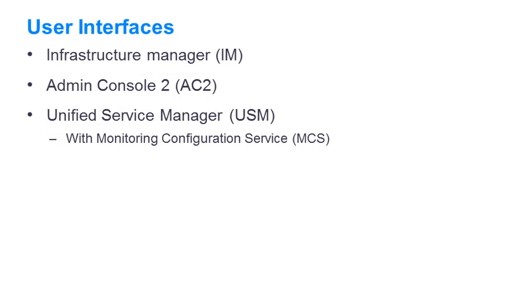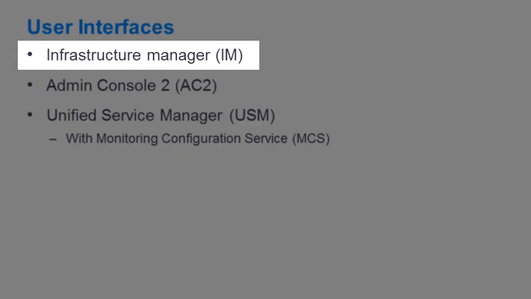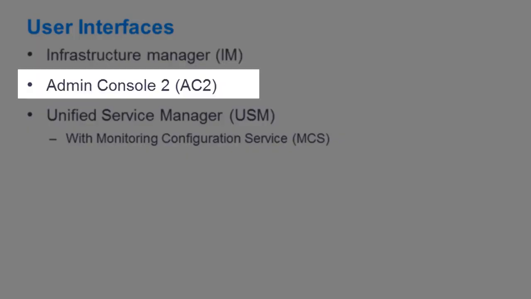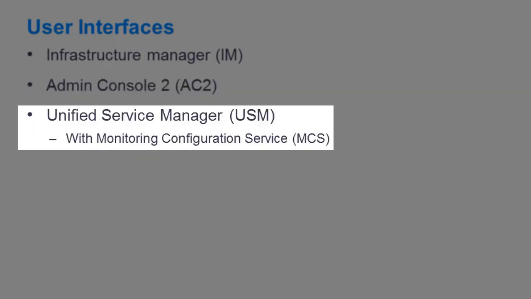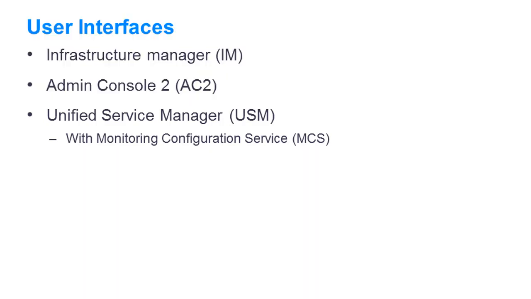The Logmon Probe has three main interfaces: Infrastructure Manager, also called IM, Admin Console 2 or AC2, and Monitoring Configuration Services or MCS. We will be covering only the first two, as MCS adds another level of complexity that is beyond the scope of this training.